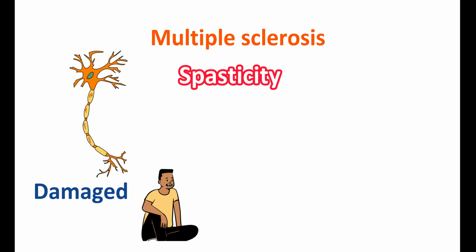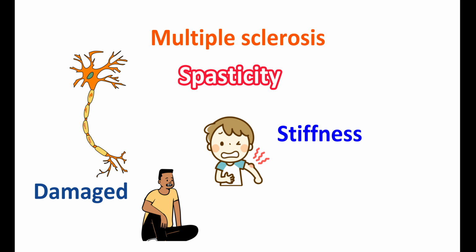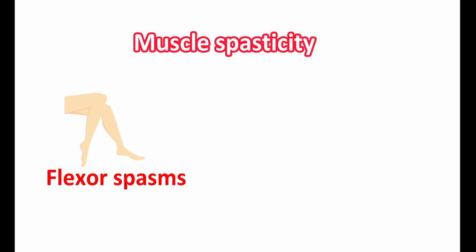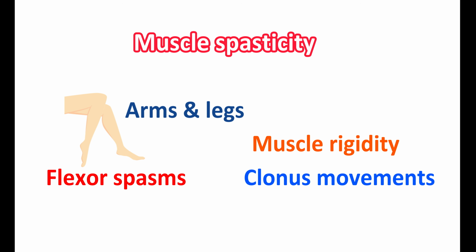In this condition, people may feel stiffness of the muscles. They may feel heaviness in the muscles and difficulty in movement. They can also experience tightness and pain during the movements. Muscle spasticity involves flexor spasms. These are involuntary muscle contractions that lead to bending of the limbs towards the body. Particularly, they may include arms and legs. Spasticity also involves muscle rigidity and clonus movements.